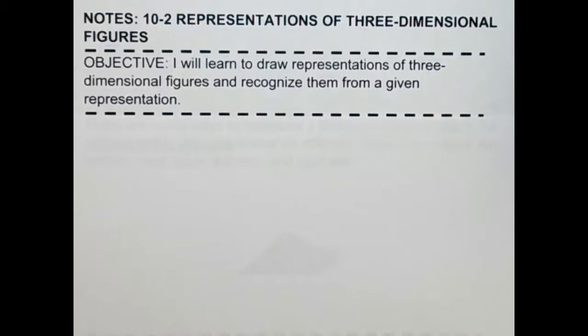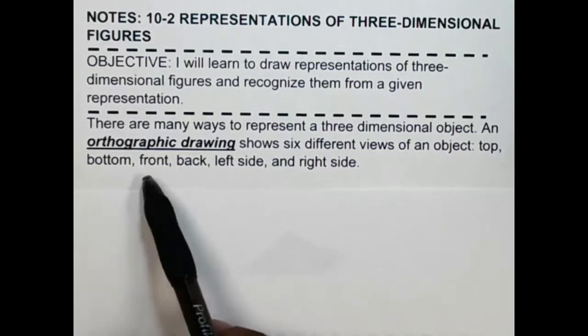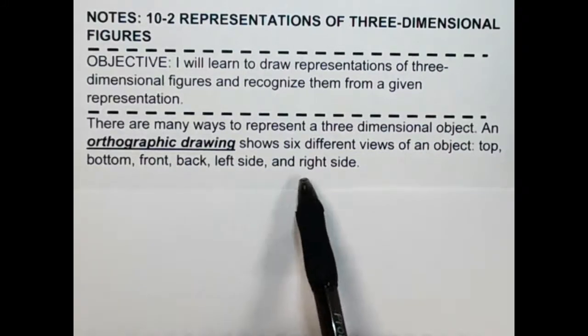Alright, today we're going to talk about different ways to represent 3D figures. The objective is I will learn to draw representations of three-dimensional figures and recognize them from a given representation. There are many ways to represent 3D figures. There's something called orthographic drawing, which shows the different views of a 3D object. They're top, bottom, front, back, left side, and right side.